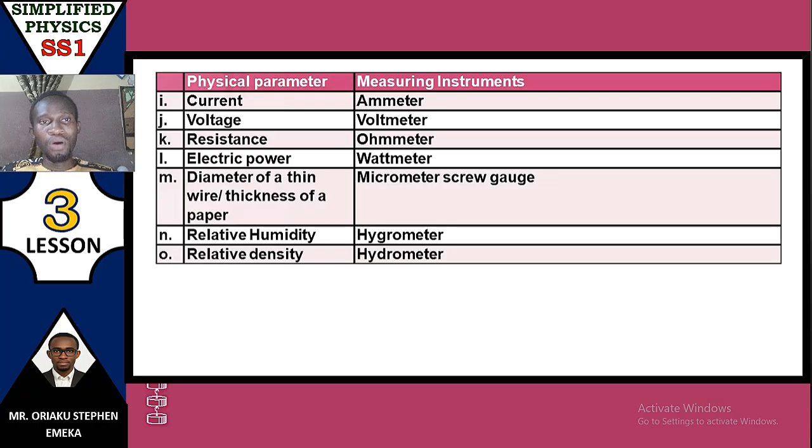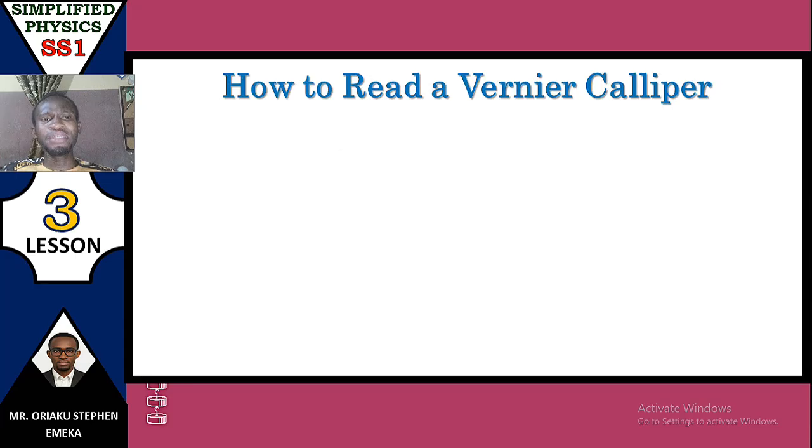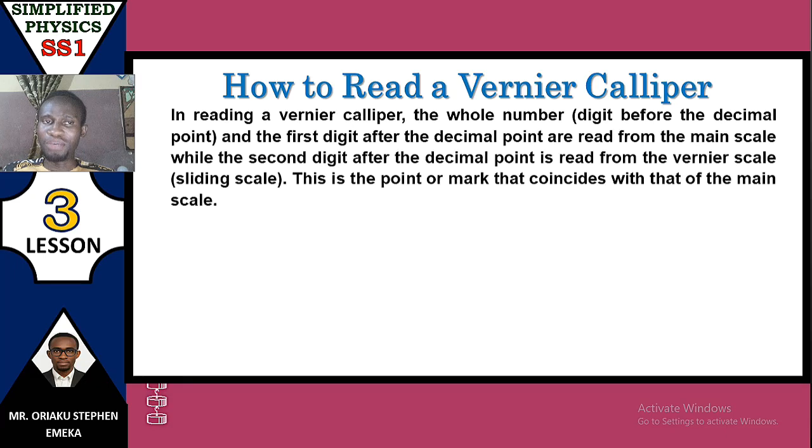Okay, how do we read a vernier caliper? Because it's one thing to know that a vernier caliper is used for reading length, but it is different from the meter rule. A meter rule is just direct reading. A vernier caliper has two scales, the main scale and the vernier scale. So how do we do that?